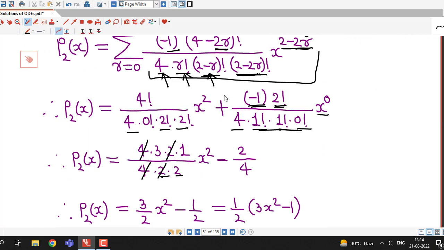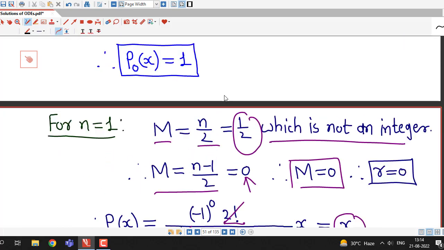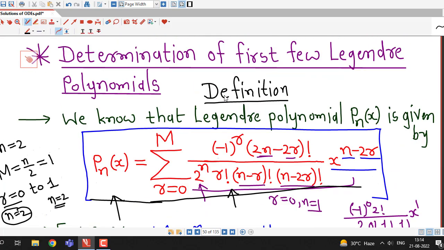Okay, fine. So in this lecture we have discussed general formula for Legendre polynomial of degree n, and it is given by this. So this is all about this session.